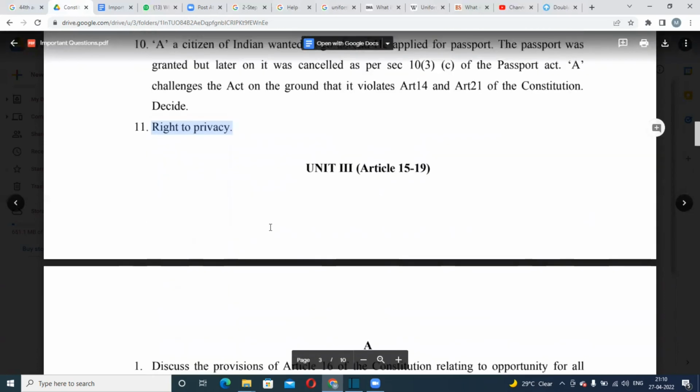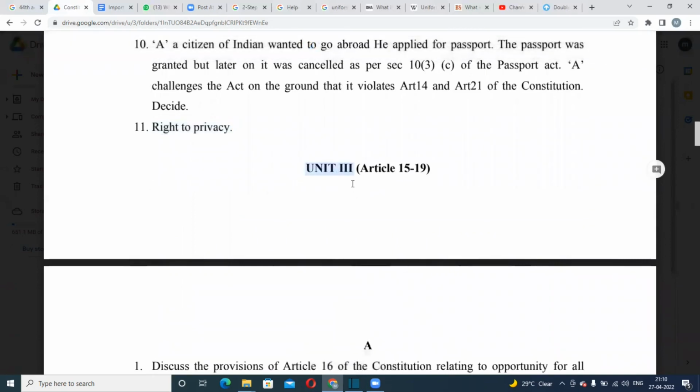So those were all we have from Unit 2, and now let's move to Unit 3, which covers Articles 15 to 19.